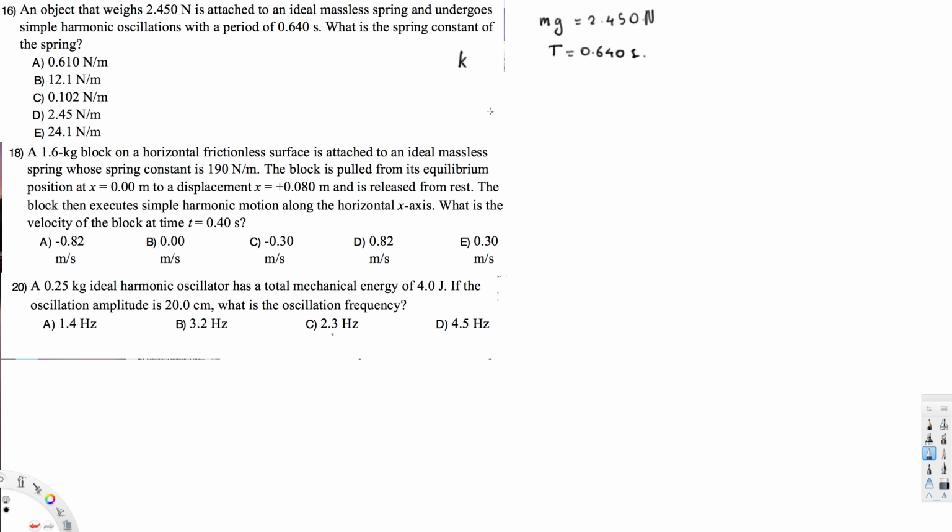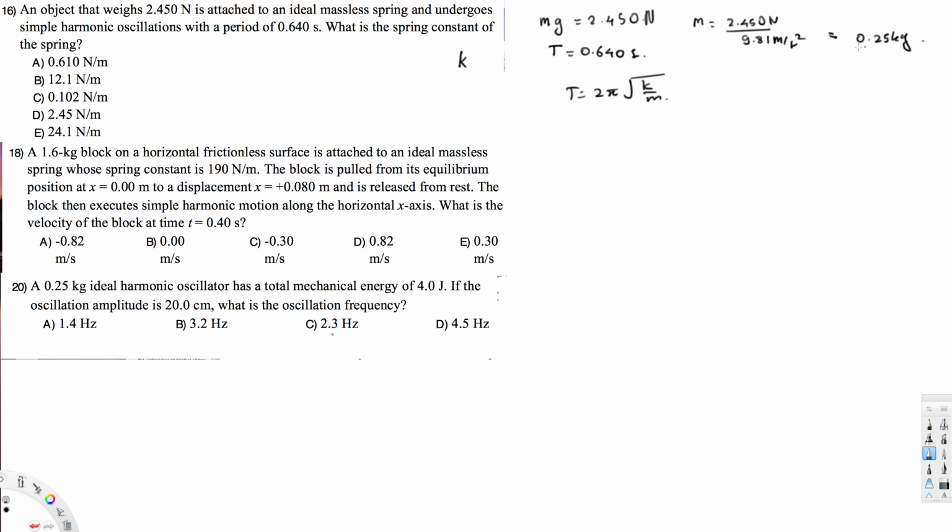And they have also provided the period T, that is 0.640 s. So when I see this, I remember the formula T is equal to 2π square root of m over k, that is related to mass, period, and the constant. The question is asking to find the constant. Here we have mg, so we have to find the m to apply in this equation. So let's calculate the m. m is going to be simply 2.450 divided by 9.81. This is Newton, this is meter per second square. And if you calculate, this comes out to be 0.25 kilogram.